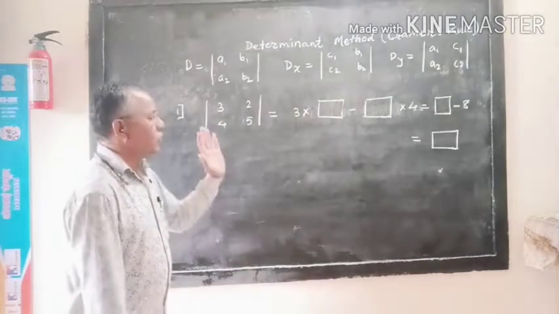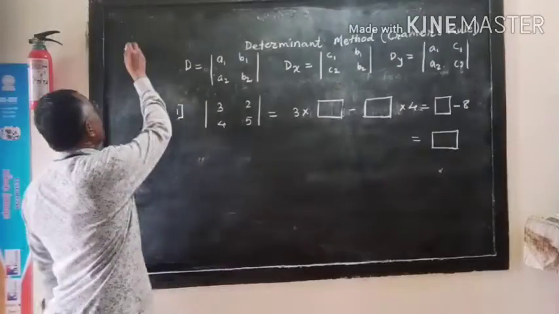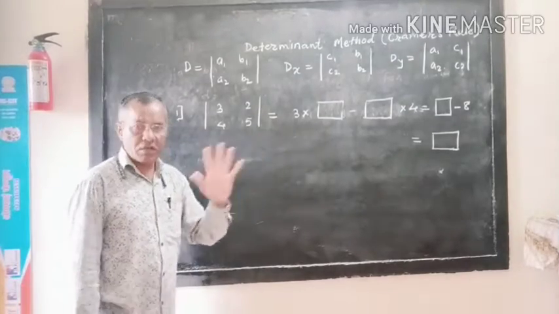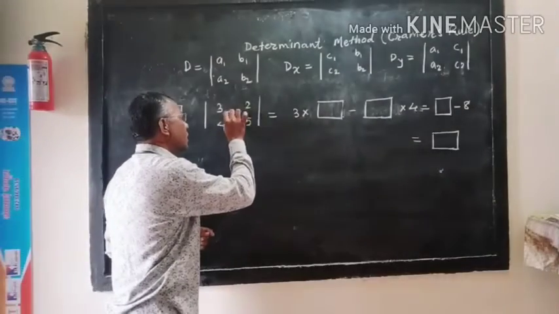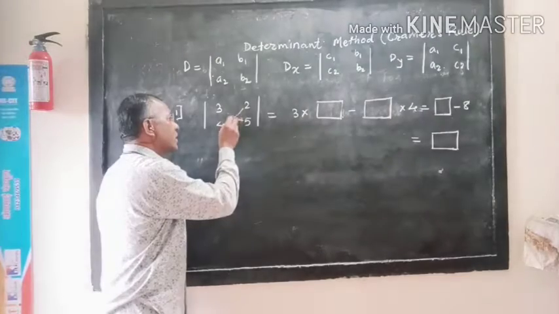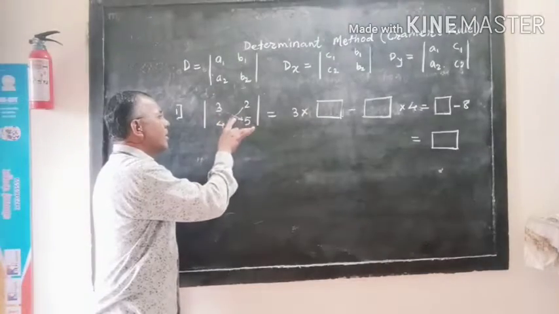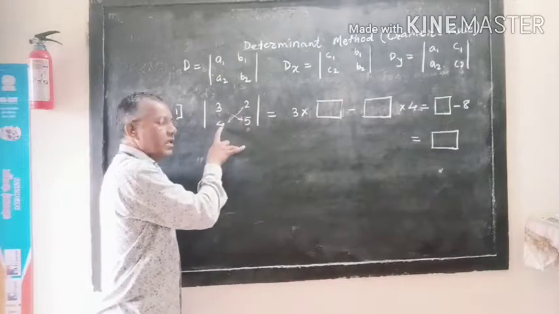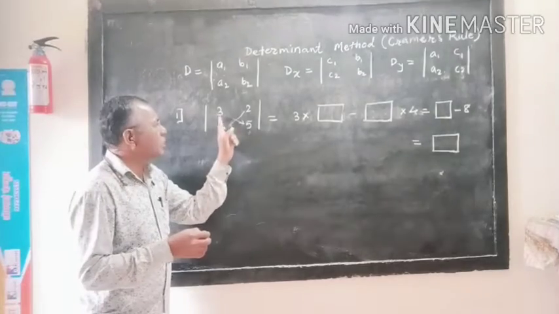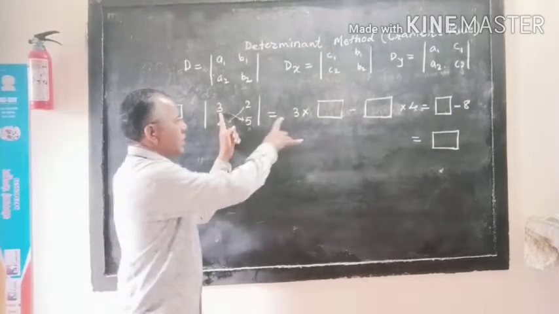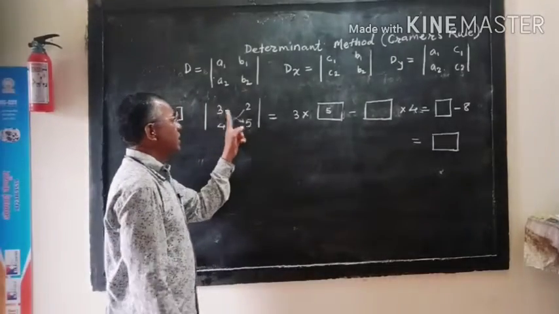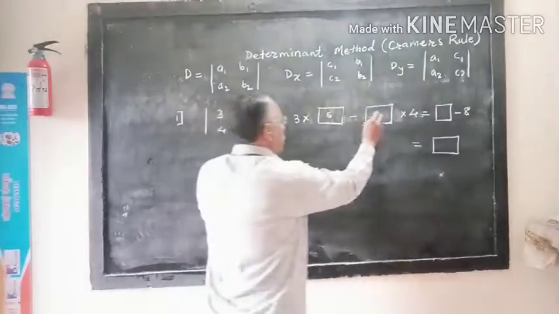Before this, we have to understand that a moment ago we have seen that this value A into D minus B into C, it is A, this is D, here is B, here is C. Now we have to do cross multiplication in this way. At first you have to multiply this 3 into 5. What will be here? 3 into 5. There is a sign of minus and 2 into 4.